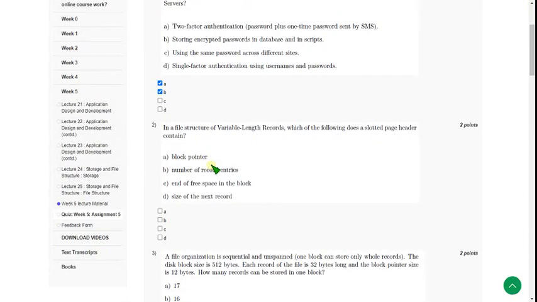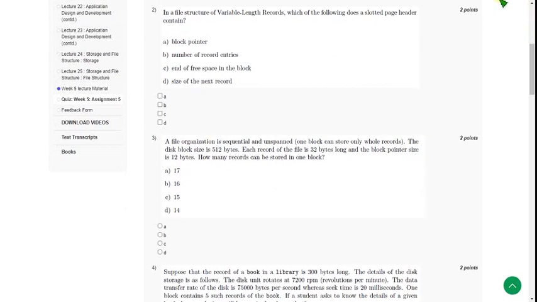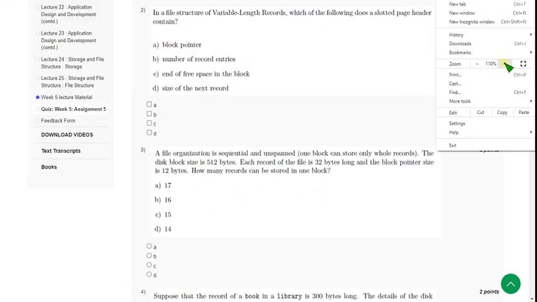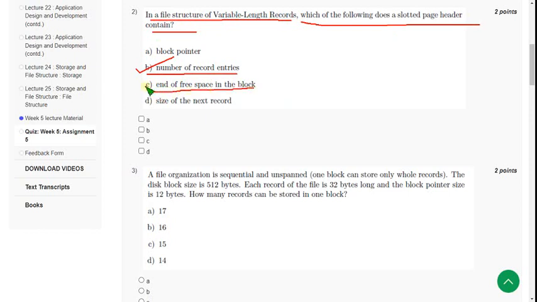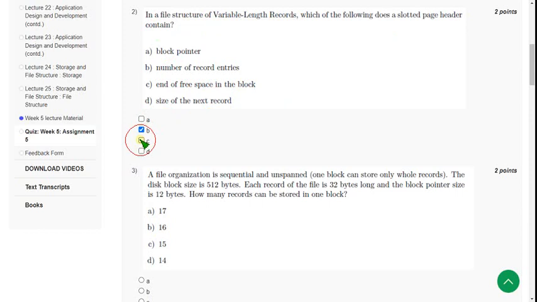And let's see the second one. I will zoom this for further understanding. So here in second question, in a file structure of variable length records, which of the following does a slotted page header contain? So for second question there are three correct answers. The first one is option B, number of record entries. And next one is option C, end of free space in the block. And the other one is option D, size of the next record. So mark B, C and D as the correct answers for second question.